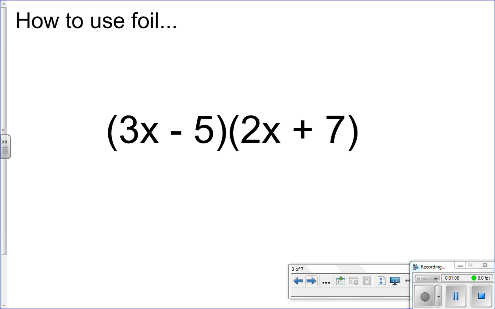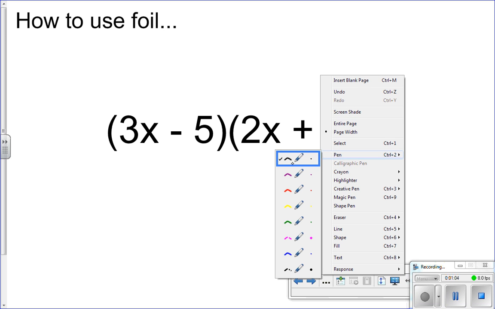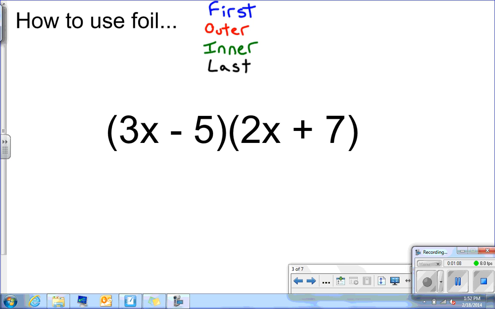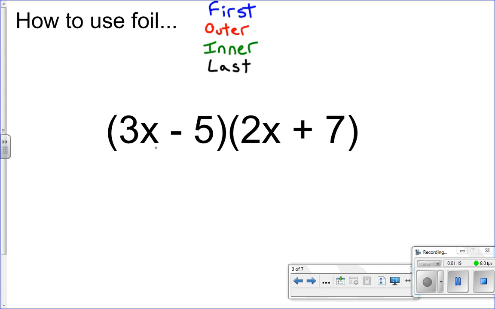Alright, so how to use FOIL. So I'm going to color code this. Okay, there we are. So I've color coded it first, outer, inner, last. So what we're going to do is we're going to multiply the first terms of each binomial. So I'm going to do that in blue. So I get 3x times 2x, and that gives me 6x squared. I'm multiplying the first terms of both the binomials.